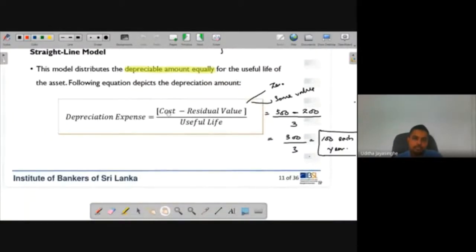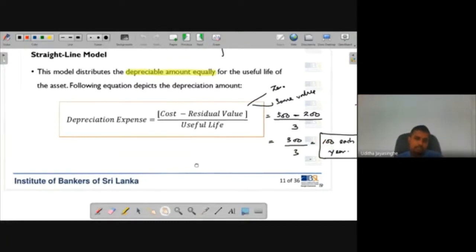So you take the cost minus that residual value. That's an estimated value, a fictional value. You may get that value, you may not, but you need to have some estimate to depreciate, isn't that so? So you start with 500. You know that you're going to sell this asset at 200. So eventually, you're going to depreciate 300 worth of value over a period of 3 years. That's how you get this 100 rupees each as the depreciation. So this is the simplest method.